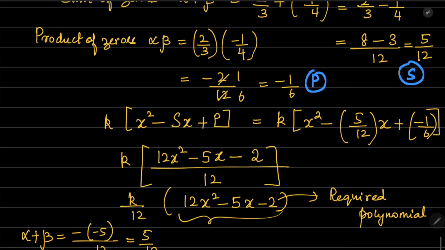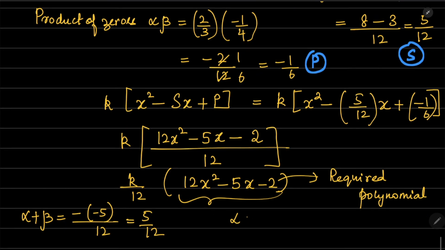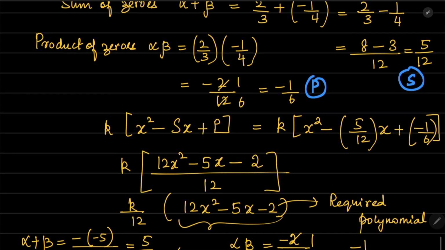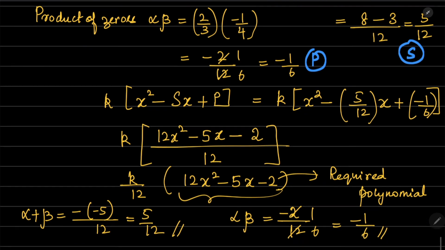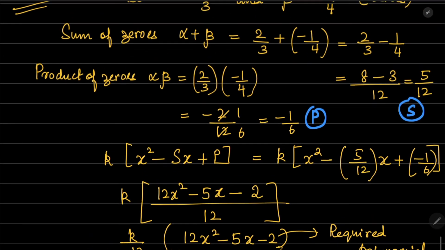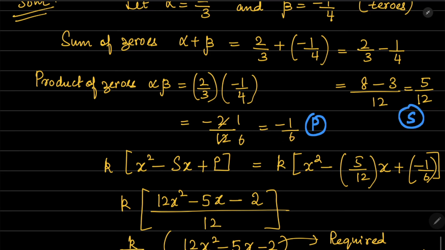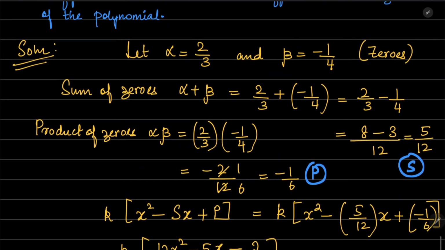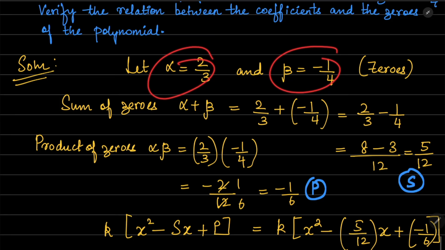And similarly, product of the zeros also. Okay. So alpha beta should be equal to c by a. So what is your c? Minus 2 by 12. Okay. So which is nothing but minus 1 by 6. Hence verified. That's all you have to write. See, you are just verifying using this polynomial whether alpha beta is equal to c by a, whether the sum of the zeros is equal to minus b by a. You already have the values which are given, so you don't have to calculate alpha and beta because you're already given this.